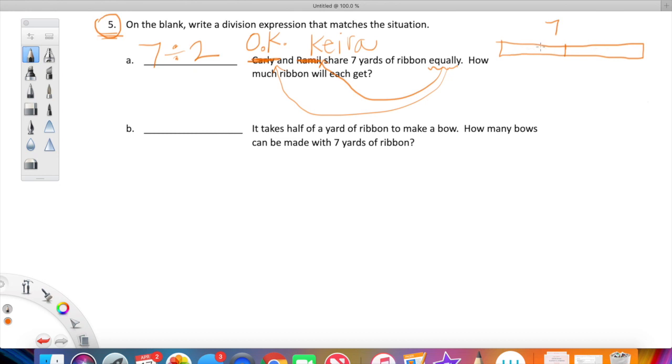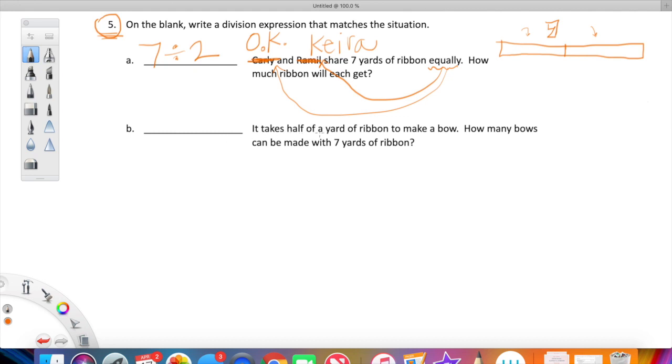We have 7 yards of ribbon. This friend is getting this part, and that friend is getting this part. Well, do not share the friends with the ribbon. This is not a human eating ribbon that wants to eat the friends. We are sharing the ribbon, 7 yards of ribbon, with 2 friends. Don't make this weird.